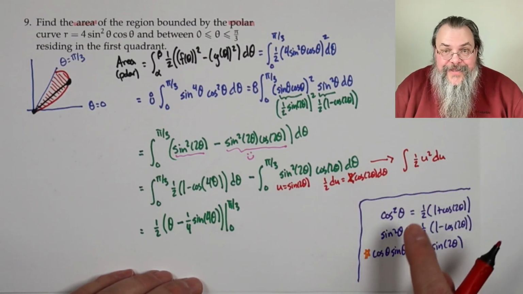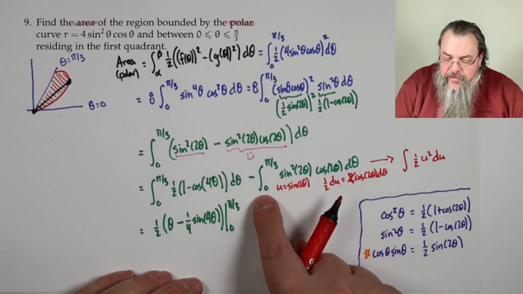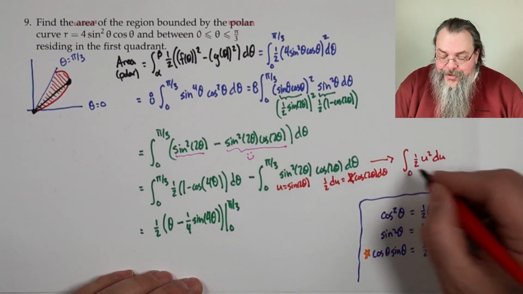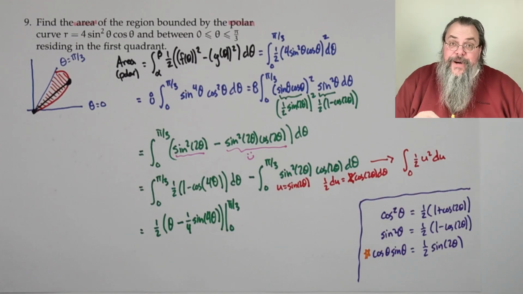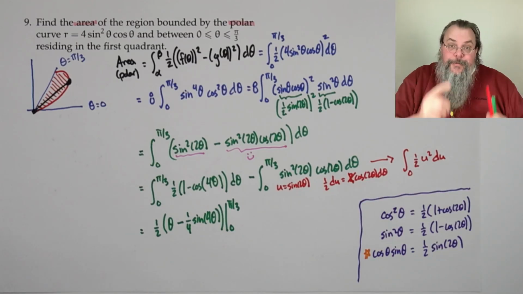But what are the bounds? Okay, good. Well, let's plug in the bounds. 0, sine of 0 is 0. That's cool. How about sine of 2 pi thirds? Well, that we should figure out.